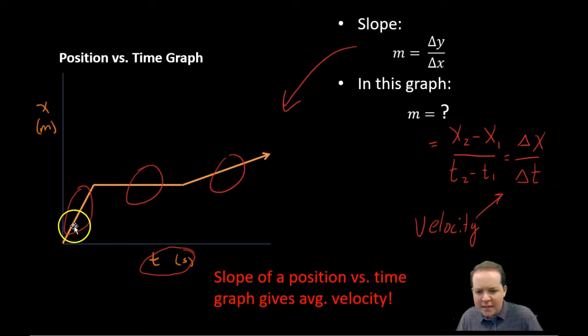So look right here, look at this slope. This slope is positive, right? Up and to the right, that's a positive slope for math class. That means it has a positive velocity. The slope here, it's a straight line. The slope is constant. The velocity is constant.